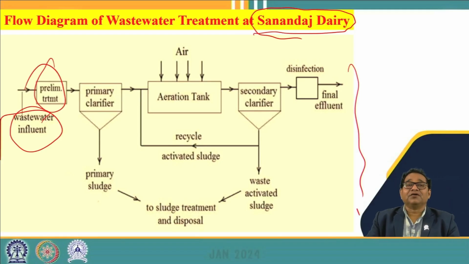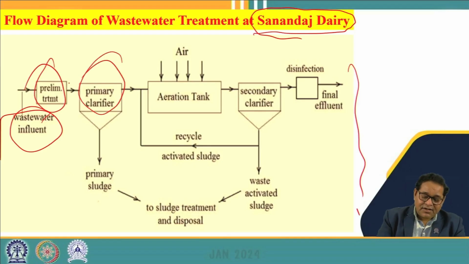So preliminary treatment, basically screening, is done, then removal of fat, oil and grease material has to be done by a skimming process, the skimming tank. So this includes all the treatment systems which are required for removal of fat, oil and grease, apart from the coarser and other unwanted floating impurities present in the wastewater. They are removed in the preliminary treatment.